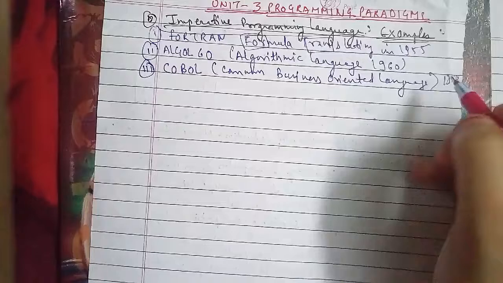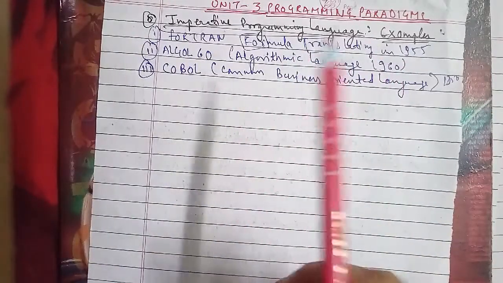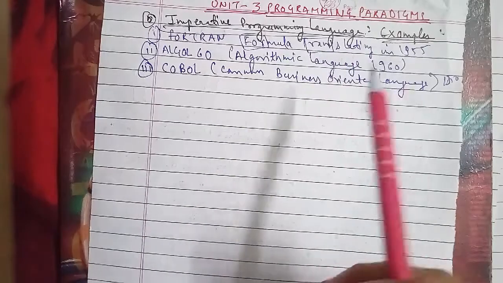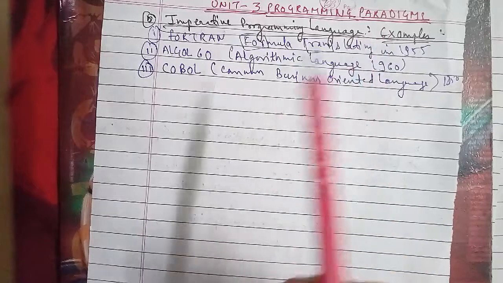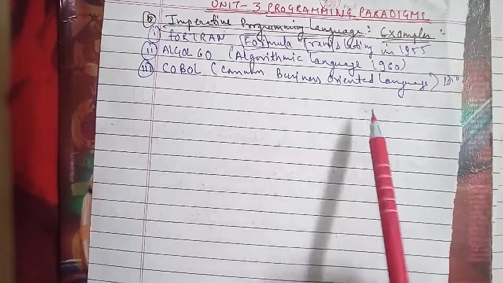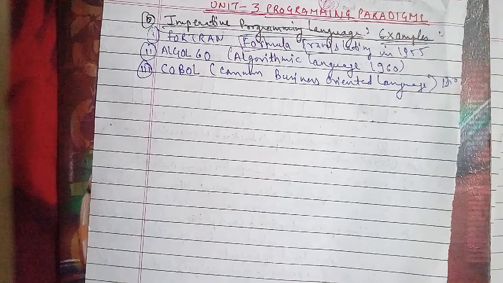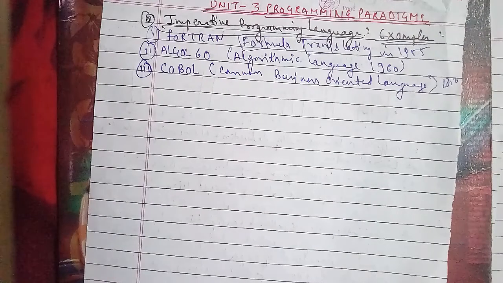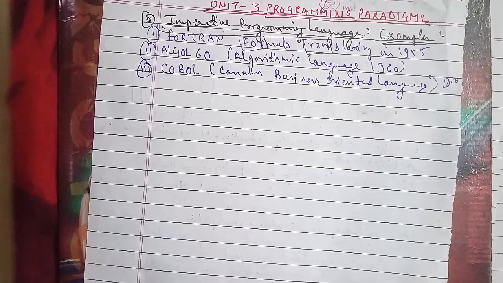Now, another topic we have to discuss is the imperative language constructs, such as variables, expressions, control flow and functions as well. So first of all, the imperative language constructs are as follows. The first we have is variables.